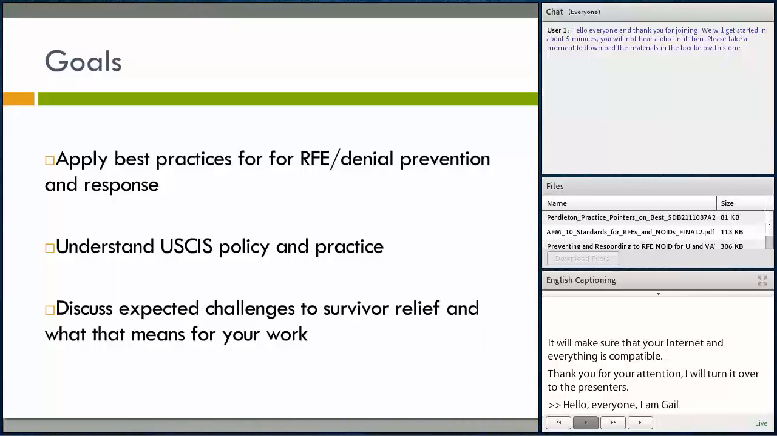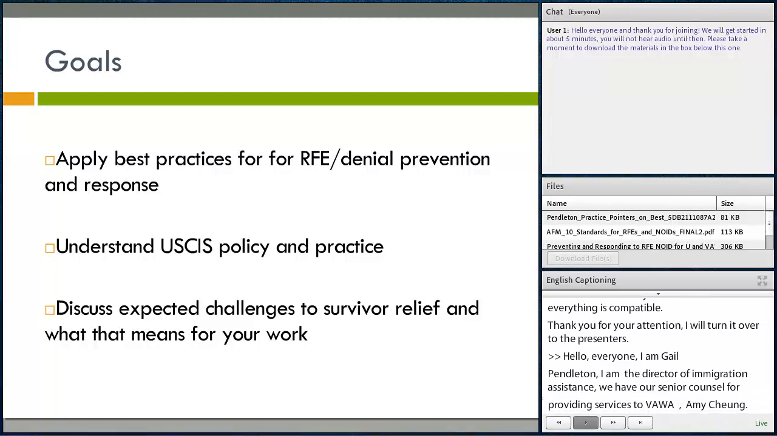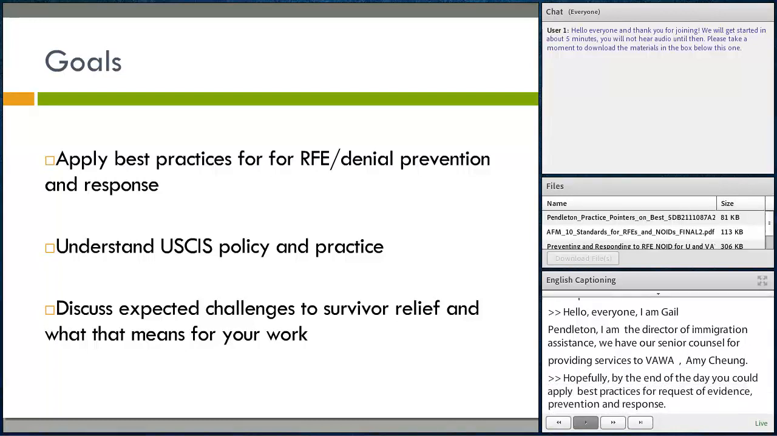So what we are going to do today, and hopefully at the end of this day, you will be able to apply best practices for requests for evidence and denial prevention and response, understand or be able at least to identify relevant USCIS policies and practices, and discuss the expected challenges to relief with your survivors and what that means for your work.